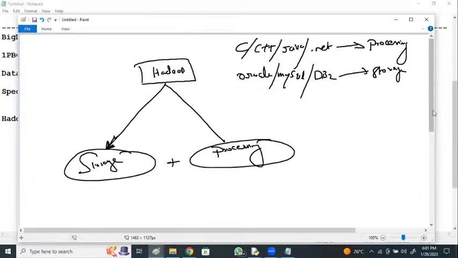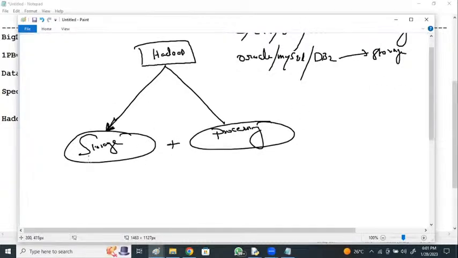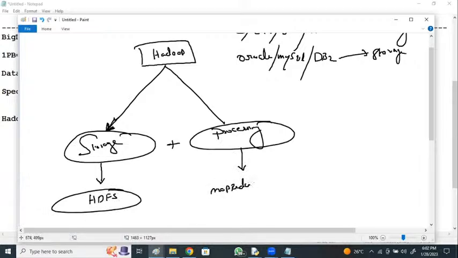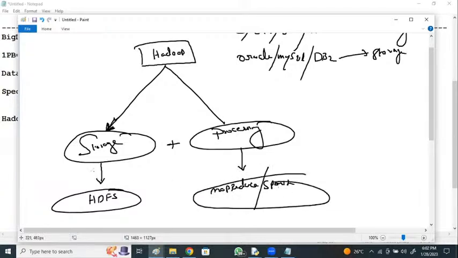But for storage, does Hadoop use any database internally? No. Hadoop uses a file system called the Hadoop Distributed File System. And for processing, we use an execution model called MapReduce. And currently we are using Spark. So for storage we use this, for processing we use this, and both combined can store and process.